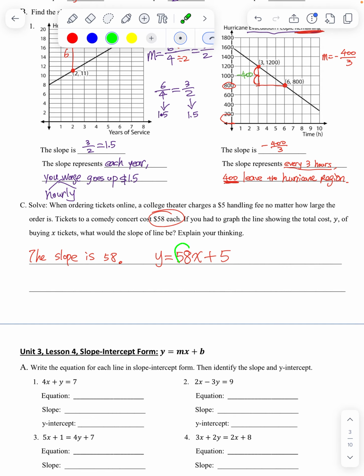And 58 is the slope. Okay. So this is the equation of total cost. So 58 is the slope. So that's it. Use your own words. It doesn't have to be exactly my words.